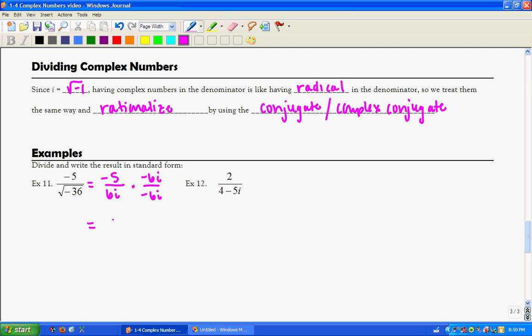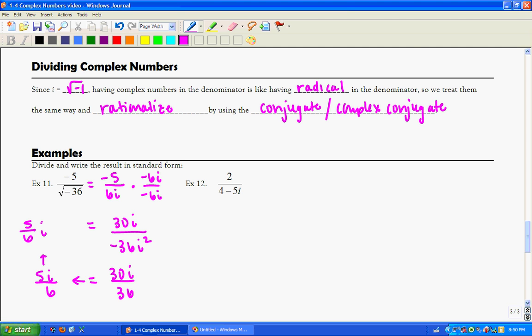And so that's going to give us a +30i in the top and a -36i squared on the bottom. But the negative sign in the i squared, since that's -1, we can rewrite that as just 36 on the bottom. And so if we simplify that, that will reduce to 5i over 6. Or again, if we want to keep it in our standard form, we should say 5/6 i.